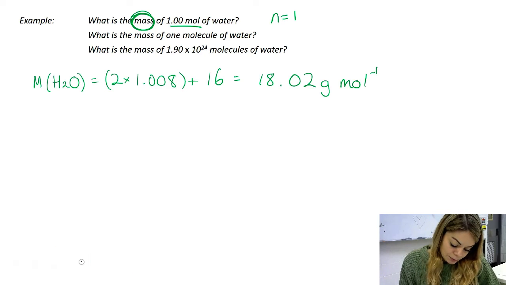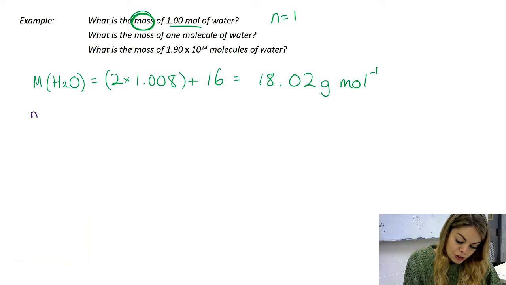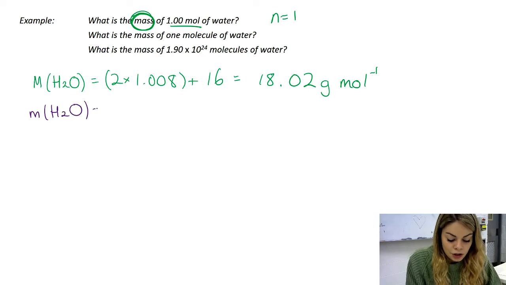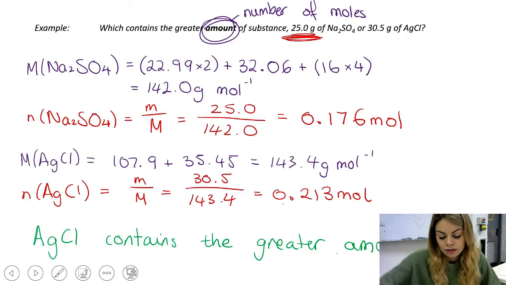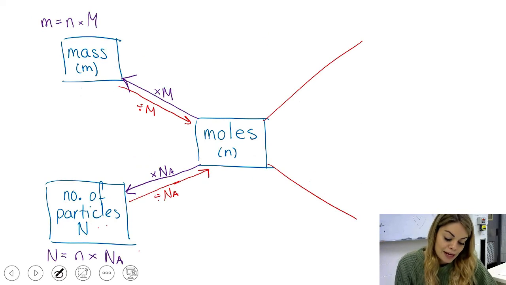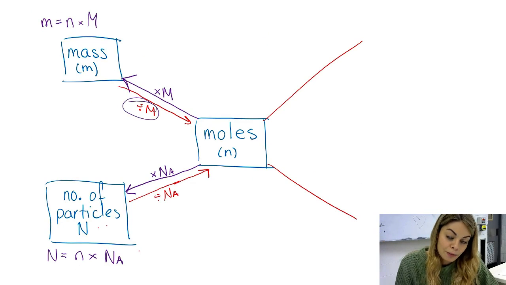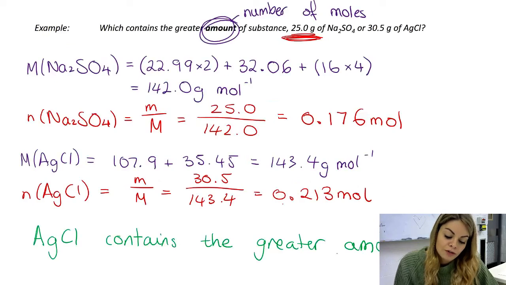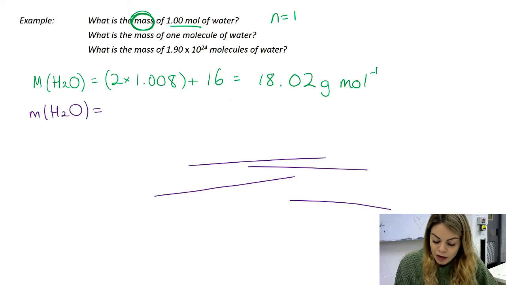So now, the number of moles, sorry, that's not what the question's asking me to find. The question wants me to find the mass of water. So we're going from the mass to the number of moles, so I would divide by the molar mass. Or you can look at your formula sheet and look at the equation and rearrange it.